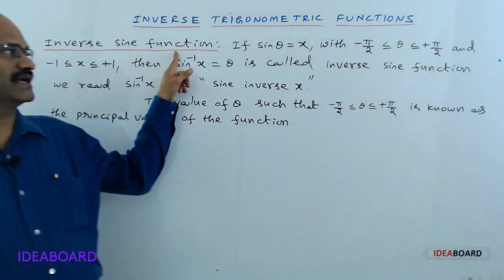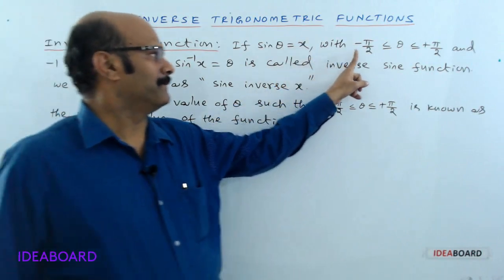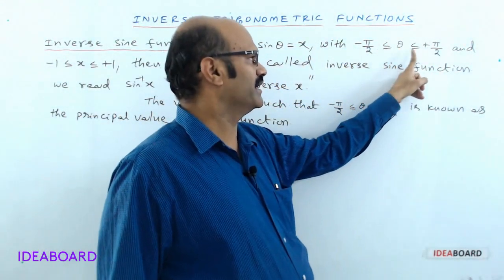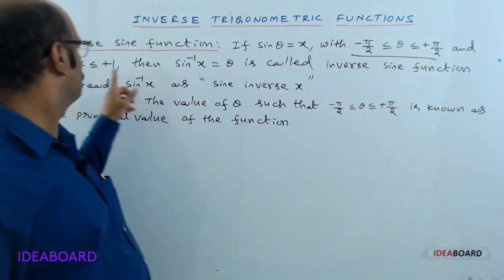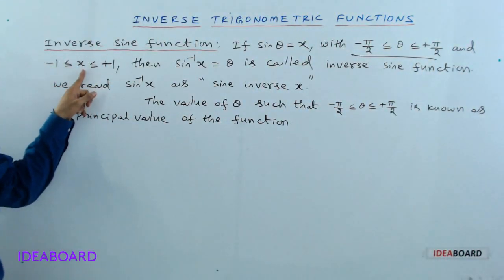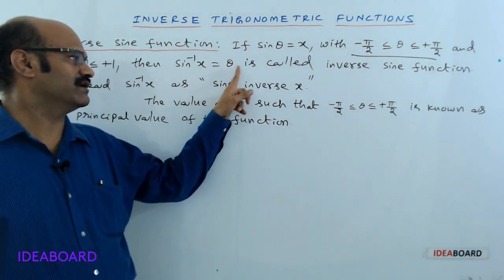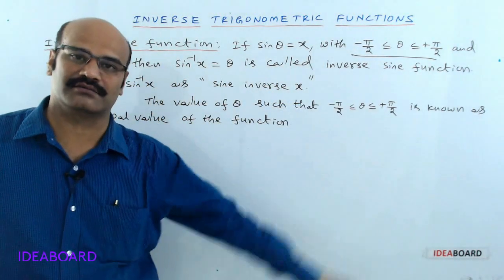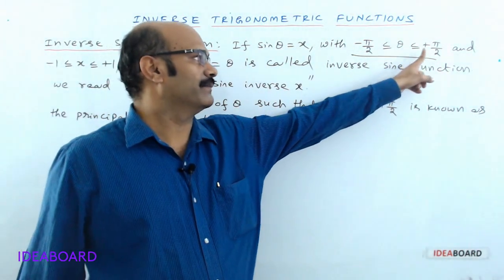The definition of inverse sine function: if sin theta equals x with minus pi by 2 less than or equal to theta less than or equal to plus pi by 2, and minus 1 less than or equal to x less than or equal to plus 1, then sin inverse x equals theta is called inverse sine function. So here we have to restrict the domain.